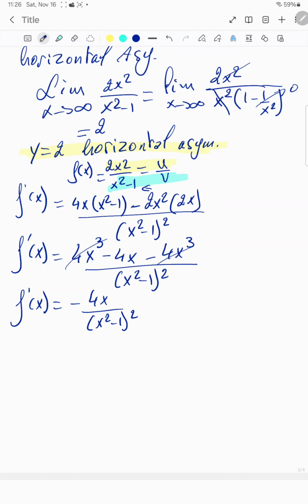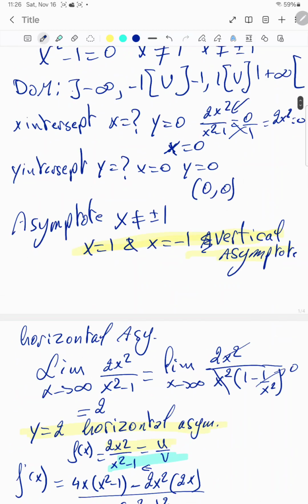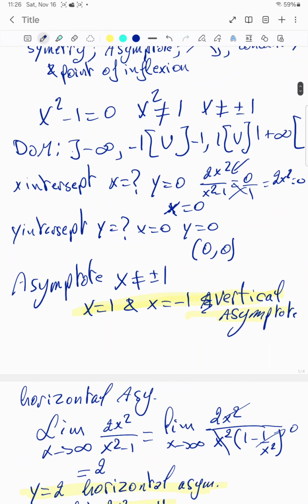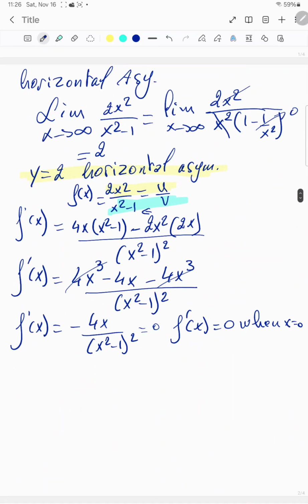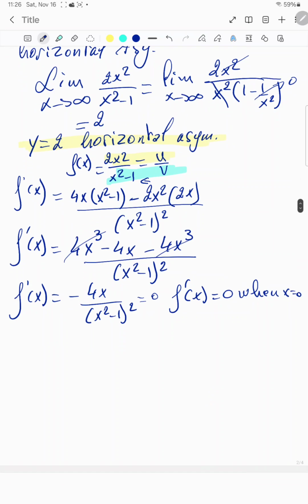And f prime of x is equal to 0 when x is equal to 0, because the only way I can do this is by cross multiplication. I have minus 4x is equal to 0. That means x is equal to 0. So I know if x is equal to 0, f of x is equal to 0. We just found it here when I was studying my y-intercept. So I know 0 is a critical point.